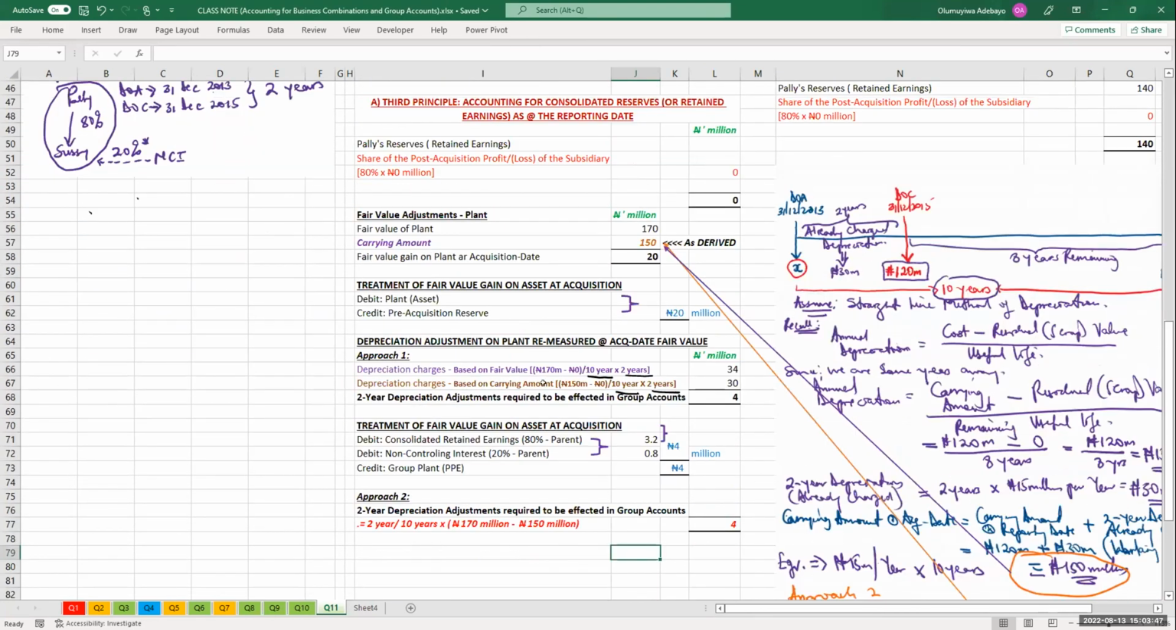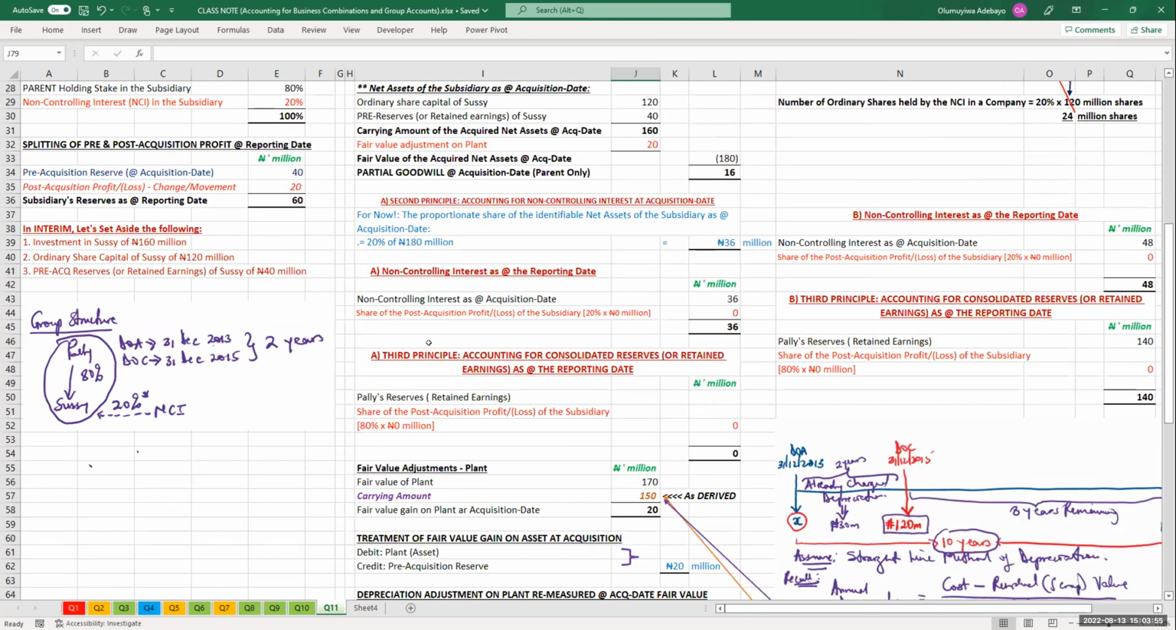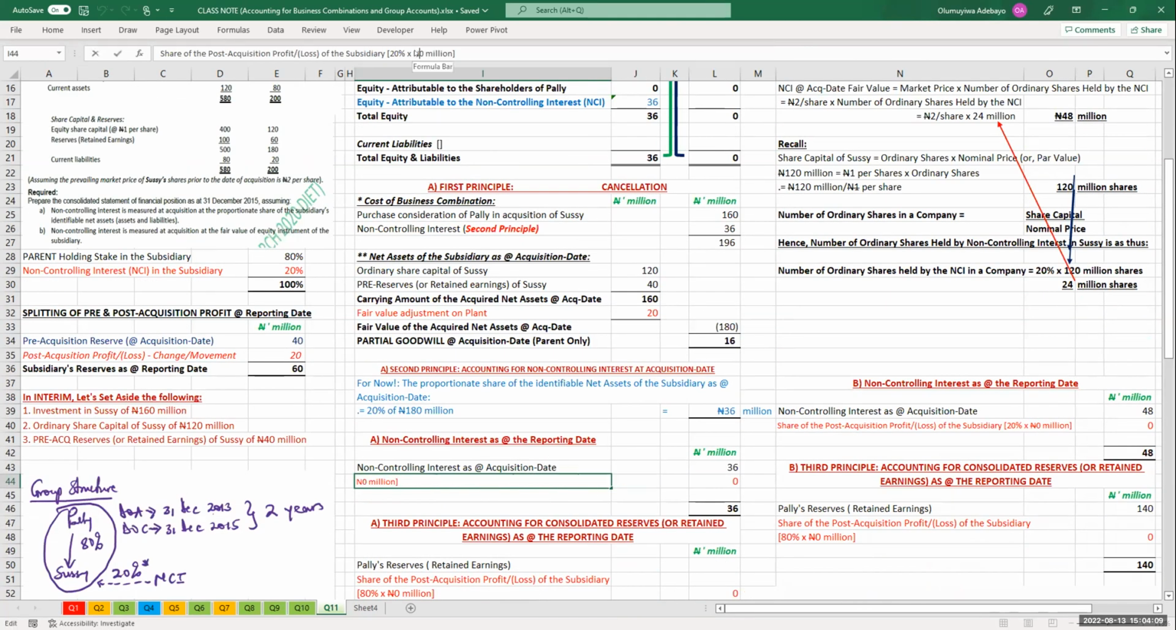Therefore, we've done that. Now, what will be the effect of that? The effect of it will be at the point of measuring NCI. Okay, and I'm going to do that here now. NCI here, 20% of post-acquisition, which is 20. We update our record here. And we say 20%. We already have the percentage here of 20 million. And now we'll say less additional depreciation.